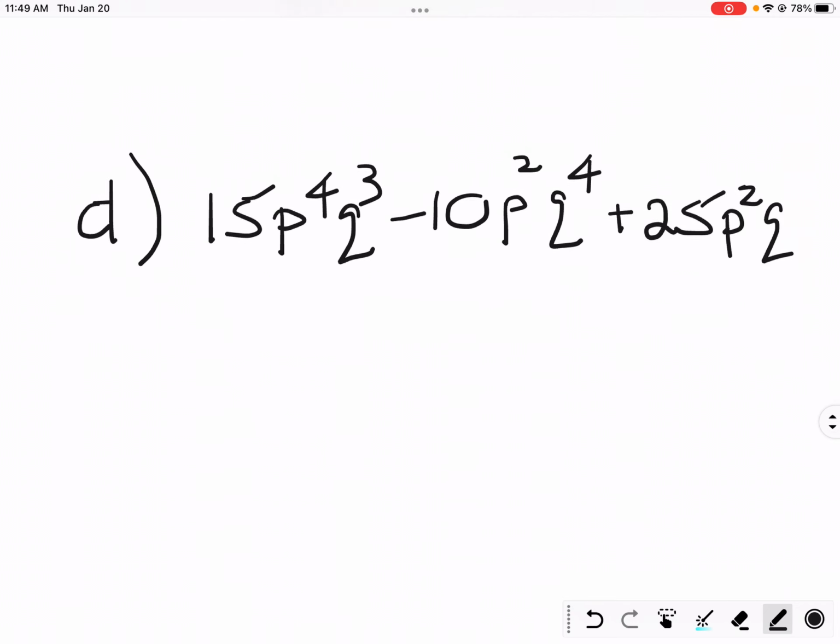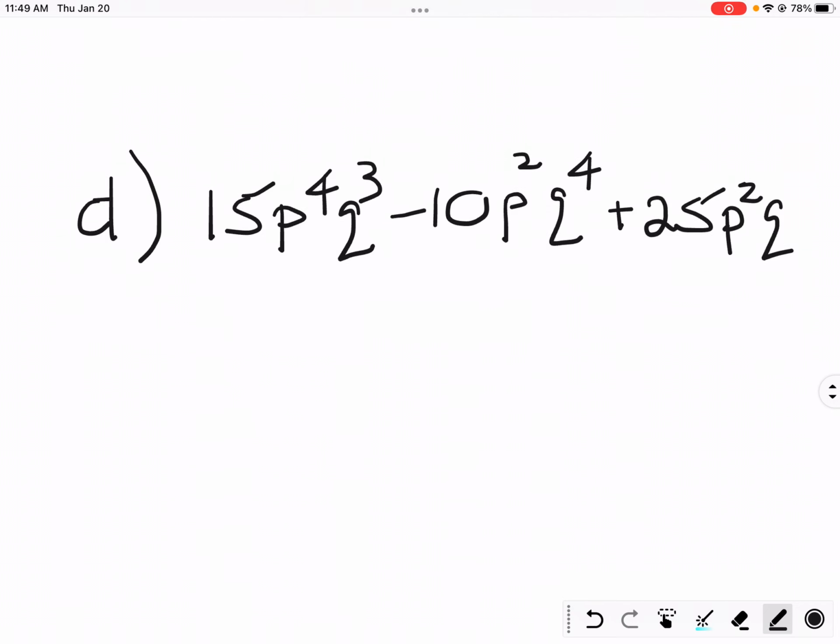This one wasn't on the page, but this one has just a little bit more to it. Looking at the numbers first, hopefully you can see that each of these 3 numbers are divisible by 5. Then let's look at the p in each of these 3. p to the exponent 4, p squared, and p squared. I can divide each of those 3 by p squared.